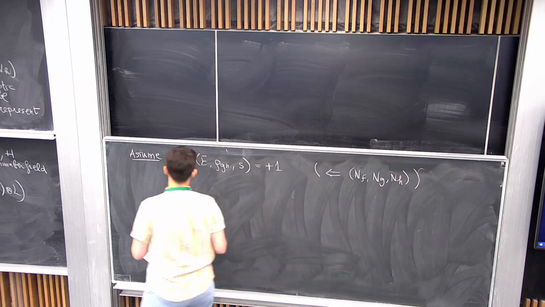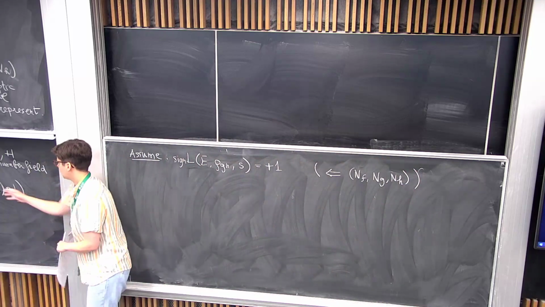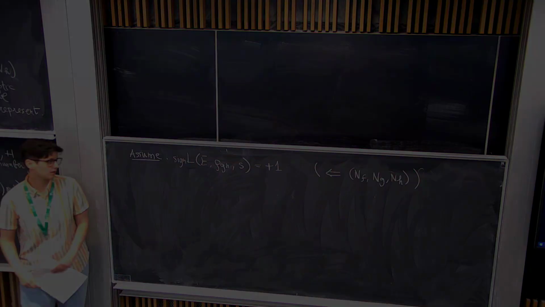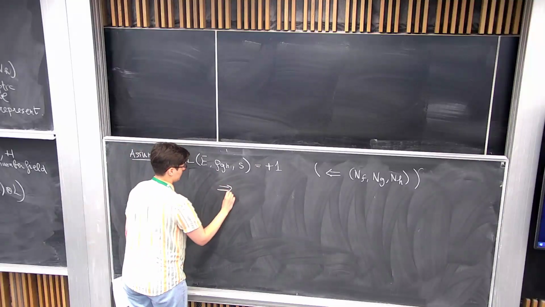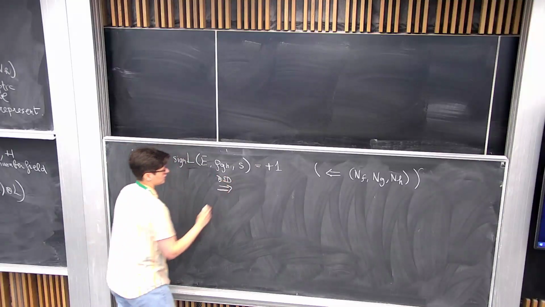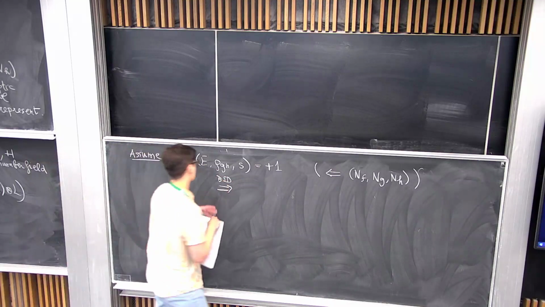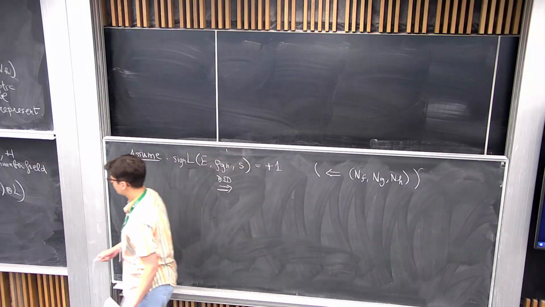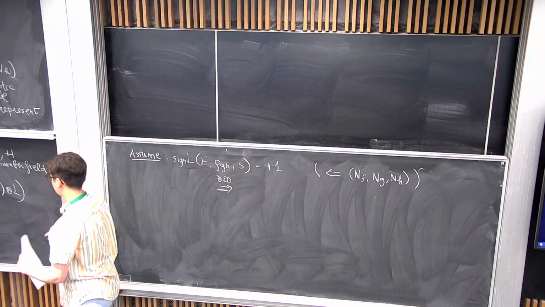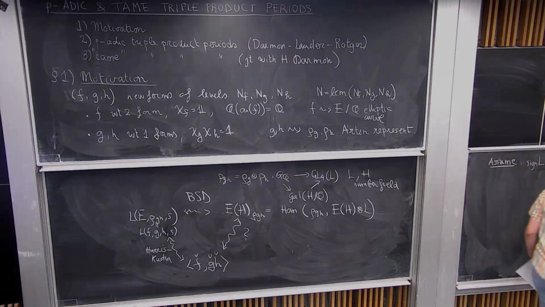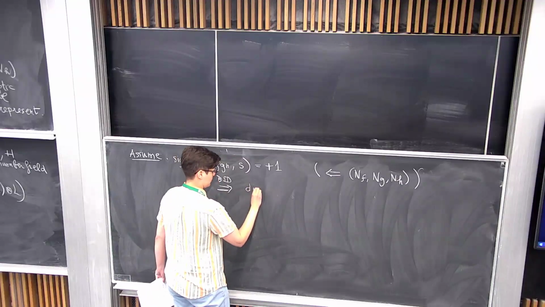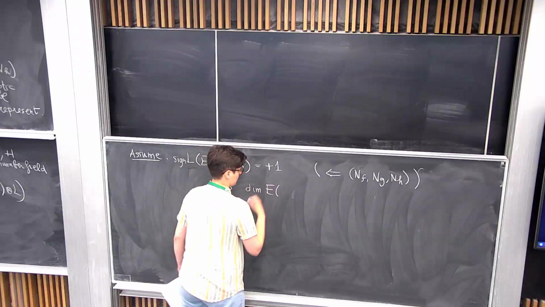So if we believe the Birch-Swinnerton-Dyer conjecture, this should imply that we are in a situation in which we expect the dimension of this guy to be even. I'm going to put myself in this scenario.